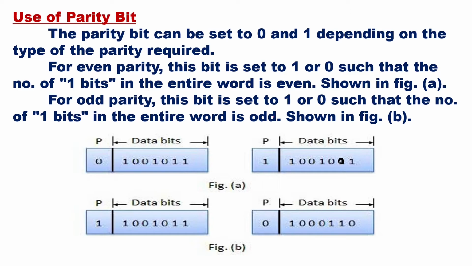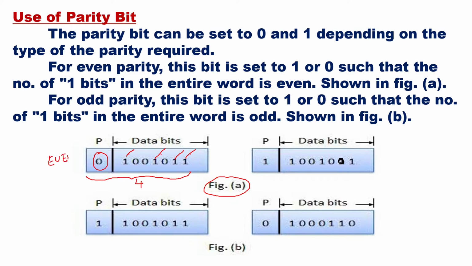So what we have shown in figure A, here is your figure A, the first figure. What is happening in this first figure? You have these 7 data bits. This is logic 1, this is logic 1, this is logic 1, this is logic 1. So you have 1, 2, 3, 4. And you have made the parity bit 0. That means totally there are 4 ones. That means it is even parity.